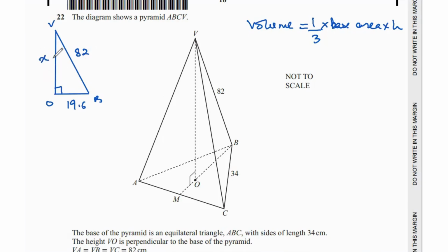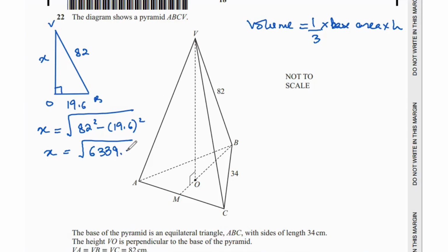Now we need VO, which is the height of the pyramid. So we can use Pythagoras. x equals root of 82 squared minus 19.6 squared. That gives us root of 6,339.84, which equals 79.62 centimeters. That's the height of the pyramid.